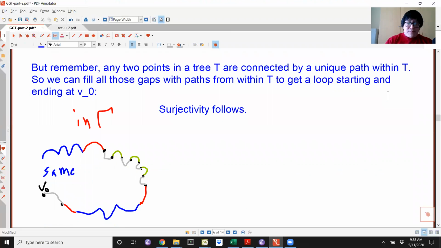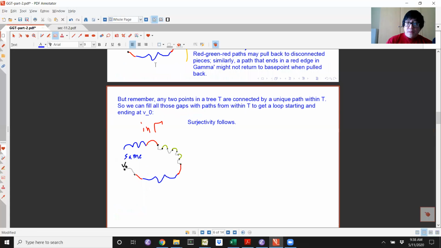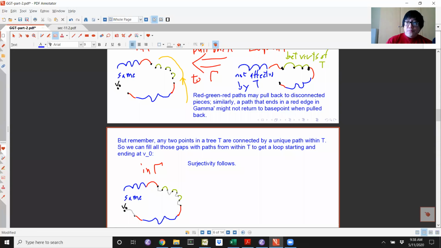Okay, so does that make sense? So again, let me just type in a 1-sentence summary of that argument. Summary. We pull loops back and plug the holes with paths within T. So does that summary make sense? You start with a path in gamma prime, you pull it back, then you get a path with some gaps in it.